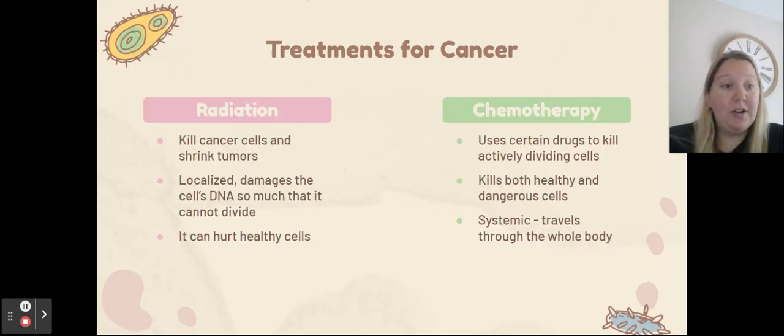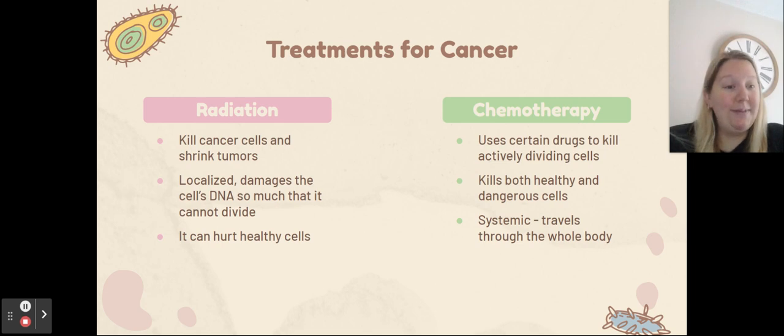Two main treatments for cancer. We have radiation. We have chemotherapy. Radiation will kill cancer cells and help shrink the size of tumors. It is localized, meaning that it is treated just to the specific area where the cancer cells are found. And it damages the DNA of the cell so much that it can no longer divide, but it can also hurt healthy cells in that area as well.